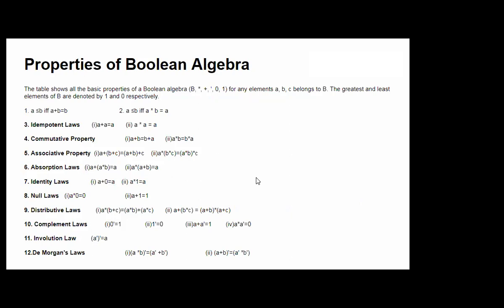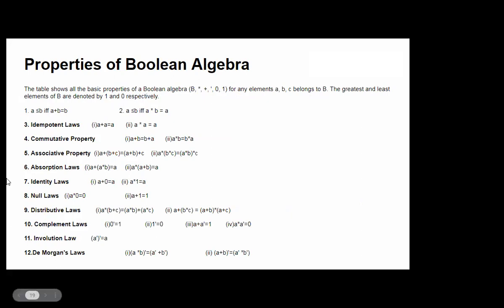Then these are some properties of Boolean algebra. The table shows all the basic properties of a Boolean algebra (B, star, plus, complement, 0 and 1), for any elements A, B, C belonging to B. The greatest and least elements of B are denoted by 1 and 0 respectively. Okay, 1 is the greatest element and 0 is the least element. Then all these properties are defined here.